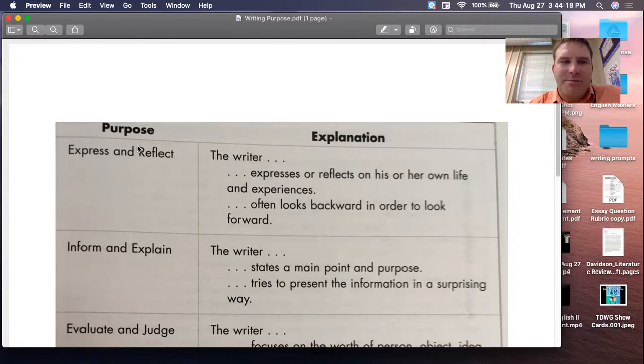You have express and reflect. That is where you, the writer, express or reflect on your own life experiences, and you often look backward in order to look forward. So you're going to talk about something that's happened to you, or the author of the piece that you're reading is going to talk about something that's happened to them and show how that has impacted their life going forward.